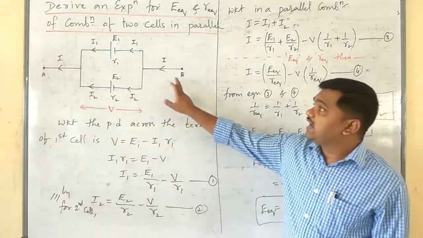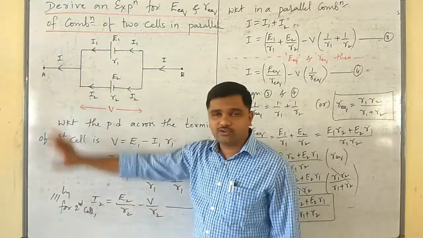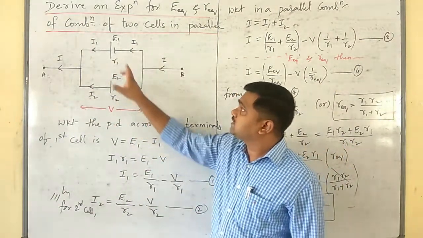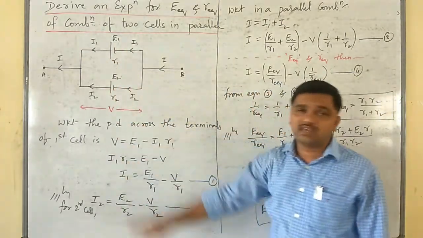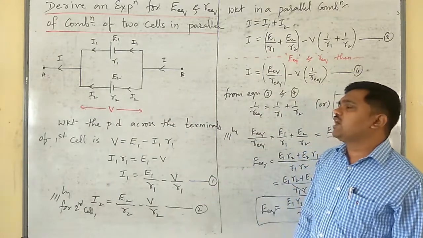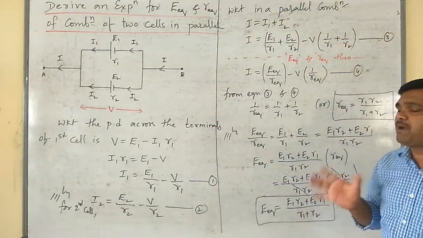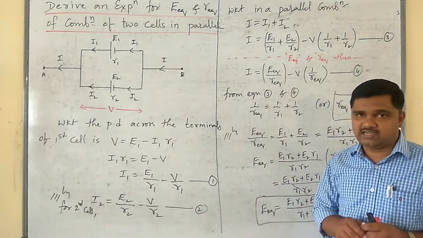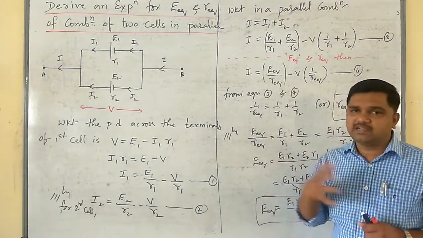Okay, now let I be the total current flowing through the circuit. Hence, I1 and I2 are the currents through the cells having EMFs E1 and E2, otherwise the first cell and the second cell. And you have to remember, in any parallel combination, the potential difference will be constant and the current will split.